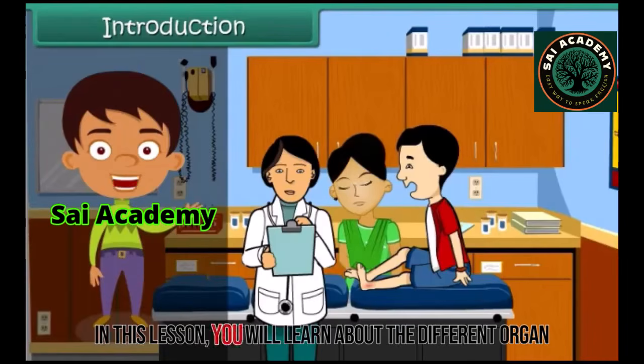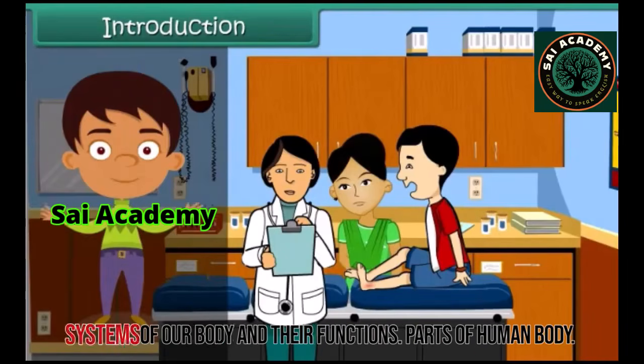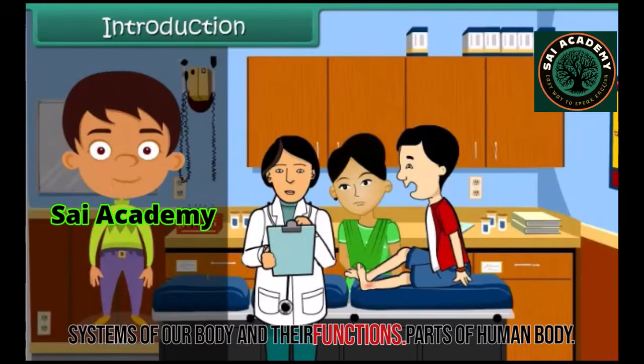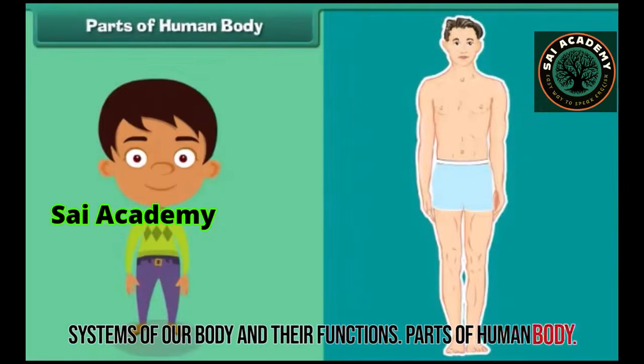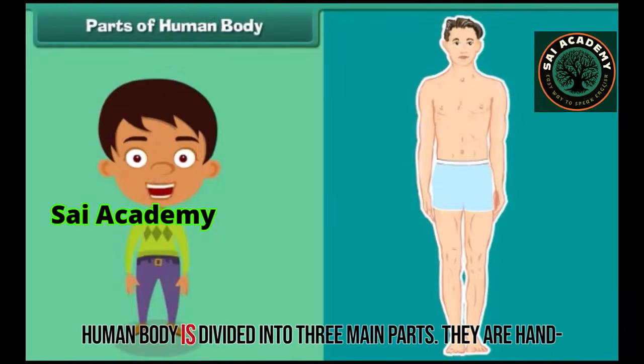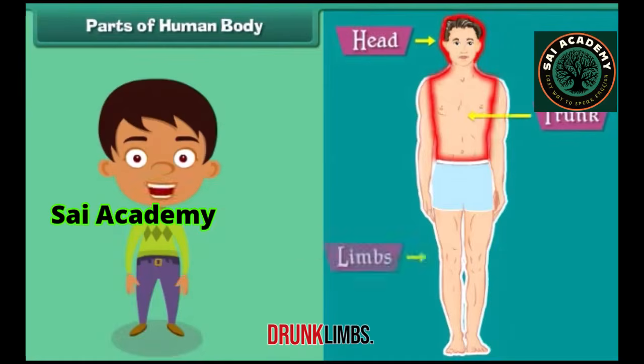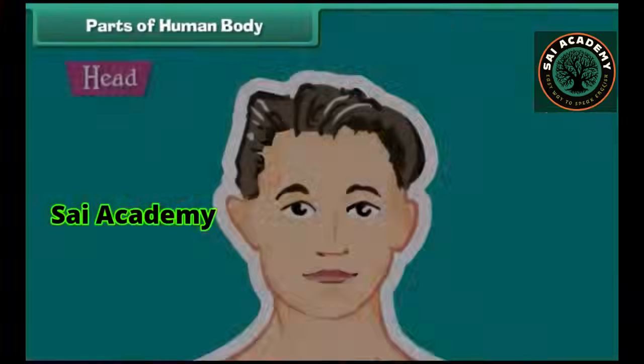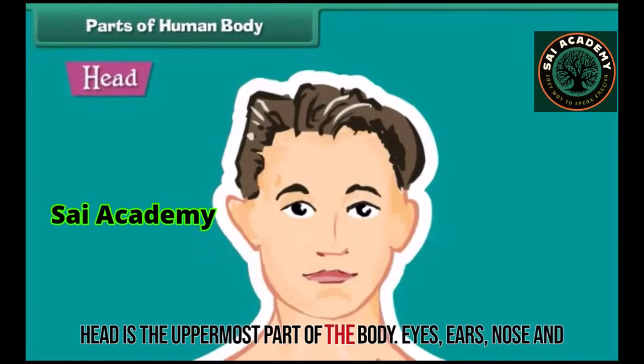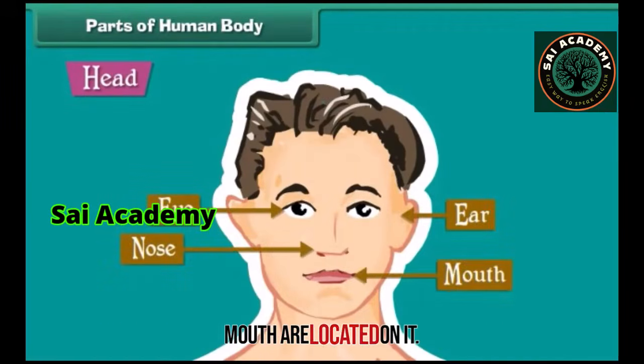In this lesson, you will learn about the different organ systems of our body and their functions. Parts of the human body. The human body is divided into three main parts. They are head, trunk, limbs. The head is the uppermost part of the body. Eyes, ears, nose and mouth are located on it.